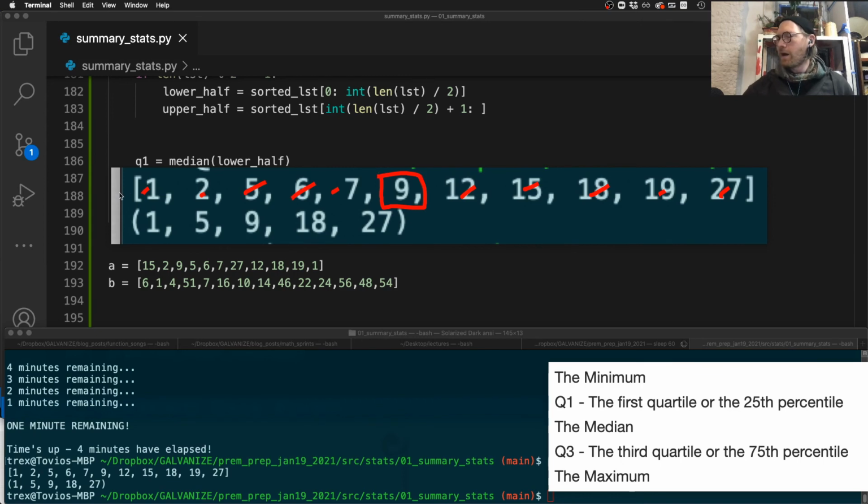And then if we partition these off, then we can see that 5 is our Q1 and 18 is our Q3, right? So we can see that is working. And obviously our min is 1 and our max is 27. So that is working as expected.